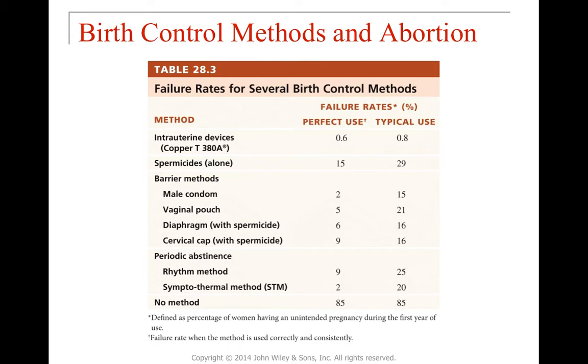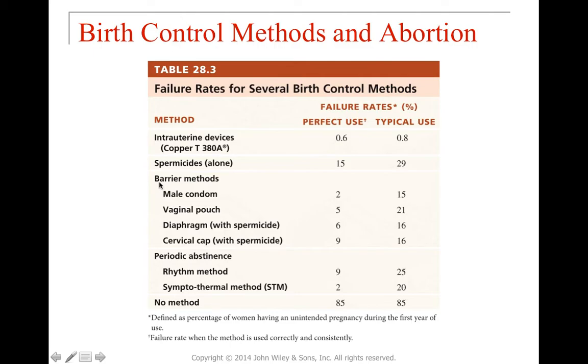So here are some of the other birth controls that people use. Intrauterine devices are copper, the Mirena is one. There are several different types. And again, with perfect use, you have approximately 0.6% chance of having a fertilization event or having a pregnancy occur. With spermicides alone, you have a 15% chance with perfect use and almost a 30% chance of unintended pregnancy throughout 1 year of use. So chemical methods alone are really not super efficient.